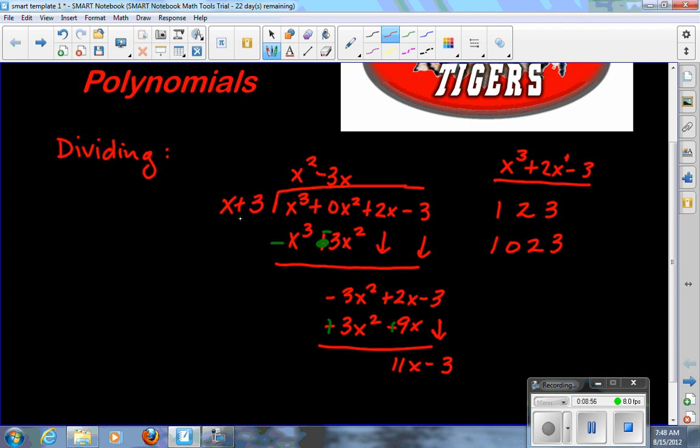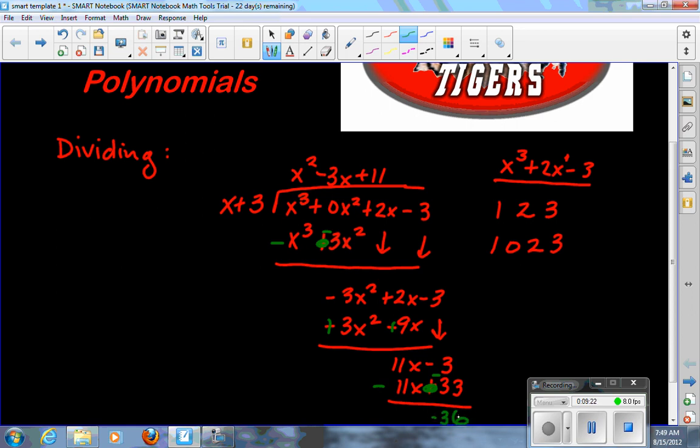Start over. How many times does x go into 11x? It goes in 11 times. That's because x times what will give me 11x? It's 11. So multiply this back down. 11 times x is 11x. 11 times 3 is 33. Draw my line. Change both of these signs. Negative 3 minus 33 is negative 36.